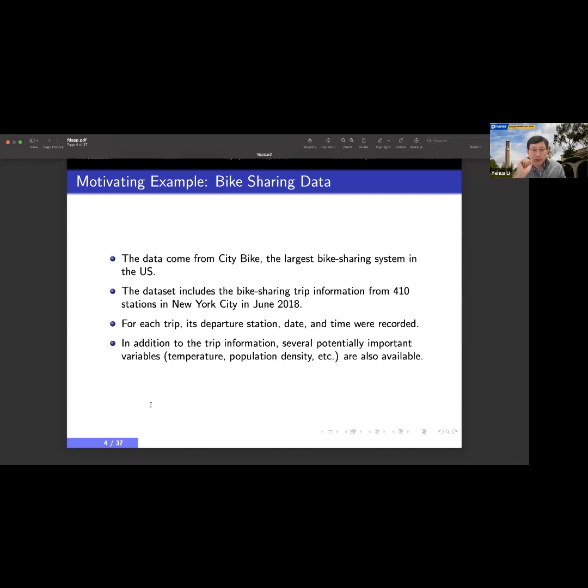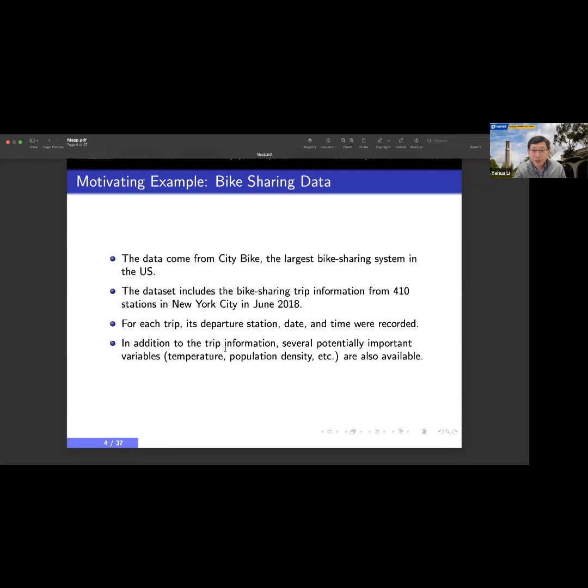And we're only focusing on the data collected in June of 2018. The data were collected from over 400 stations and over a month of time. Each data point we consider is the intraday bike sharing pattern. So for each trip, we have a record of the departure station, the date, and the time within the day. So we're modeling the departure time within the day as a point process.